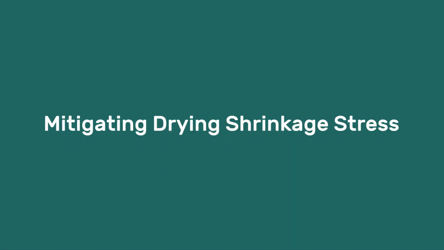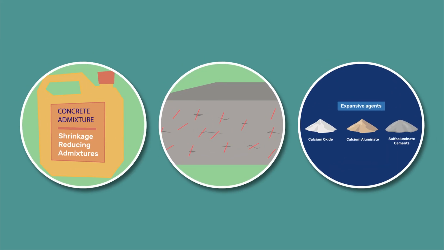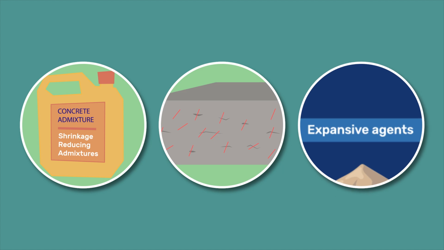In previous videos, we saw that the drying of an initially saturated body causes inhomogeneous deformations, which may result in damaging tensile stresses. In this video, we examine mitigating strategies such as preventive conservation actions or the use of shrinkage-reducing admixtures, as well as that of fibers and/or expansive agents.